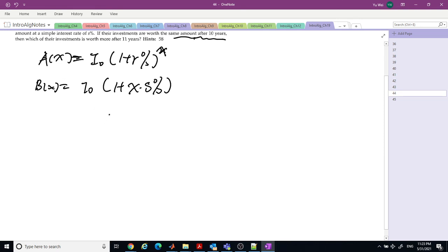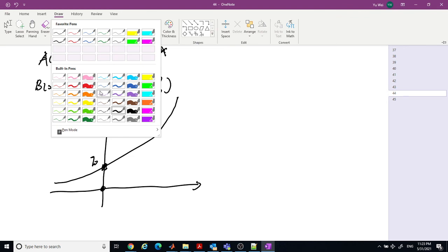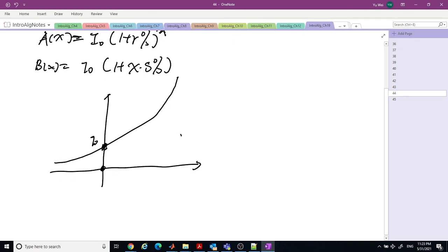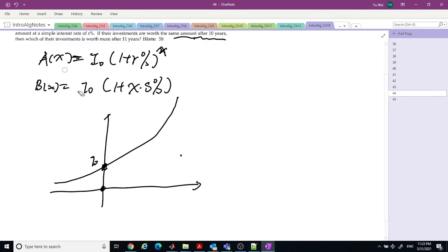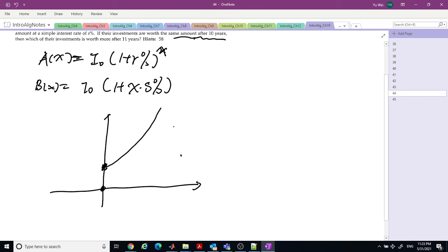So that means Alice's compound growth will look exponential. This is the starting point, it's all I_0, right? Because we're starting at year zero, this is the x axis for years. They all start at I_0.